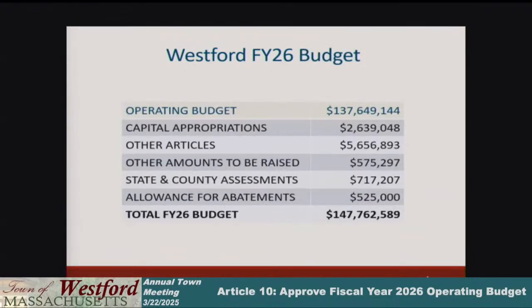We build our budget from that. Our operating budget is just over $137 million. And then we have our capital appropriations, which you have all already voted upon, the other articles you already voted upon, other amounts to be raised, our state and county assessments, and our allowance for abatements, for a total fiscal 26 budget of $147,762,589.